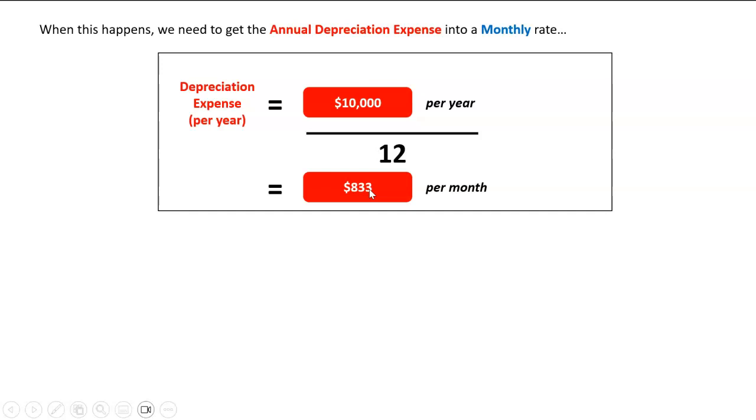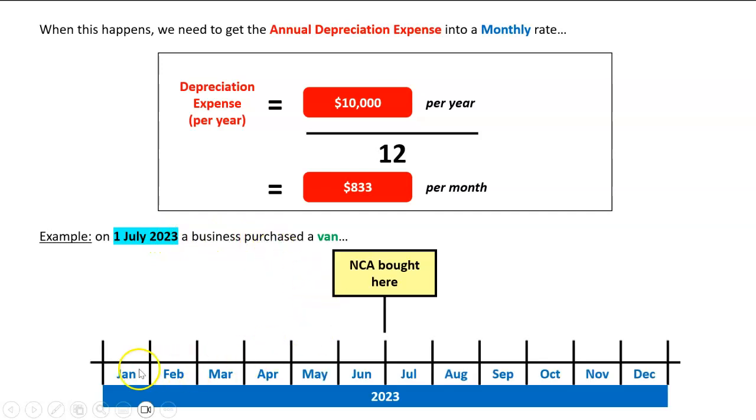It's not going to change our decision making whether you write 833 or 834. So don't stress about the rounding. Okay, so now what just happened? On the 1st of July, we bought the van. So that's actually, if we look at 2023, which is our reporting period of 12 months, we didn't buy it on the first day of the period, we bought it here.